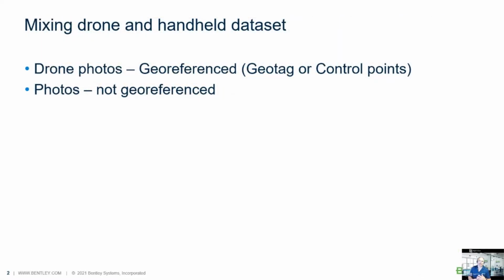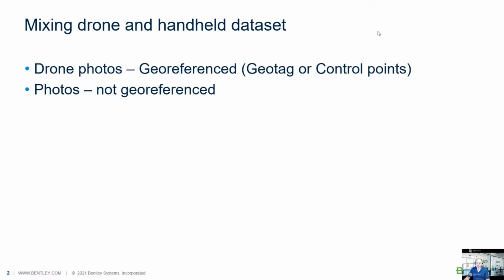What we're going to discuss today is how to merge images together into one data set. Quite often users fly with a drone and georeference, or use ground control points to georeference a model, and then they walk around with a digital camera taking handheld photos that are not georeferenced. In this session, we're going to show how to merge them and create one model.